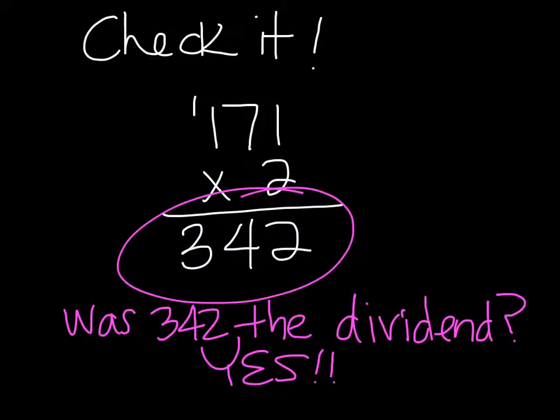One way to check the solution to a division problem is to multiply your answer by the divisor, and you should come up with the original dividend. So we'll take our answer, 171, multiply it by 2, and get 342. Was 342 the dividend? Yes.